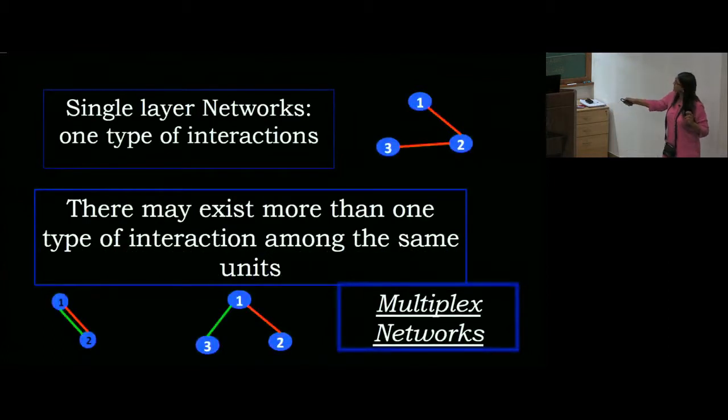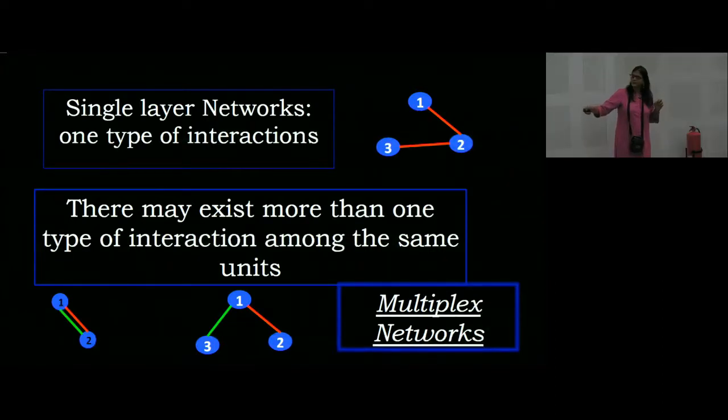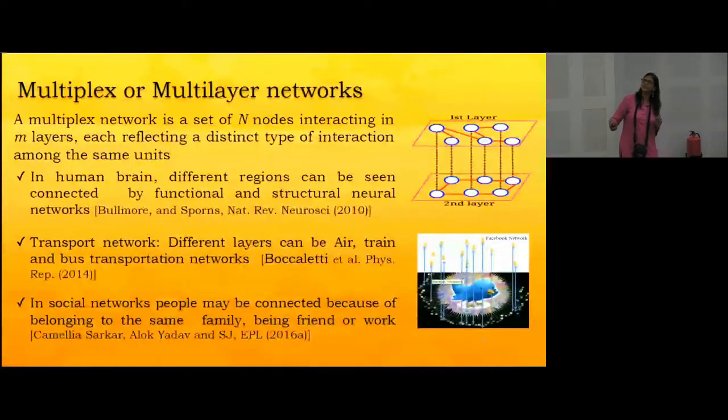Single layer networks mean one type of interaction, which all of you have already been exposed to in this school and workshop. I will give certain examples to introduce multiplex or multi-layer networks, because there may exist more than one type of interaction among the same units. This is the philosophy behind it. A multiplex network, the mathematical definition, is a set of nodes interacting in m different layers. Here m is equal to 2, so they are interacting in 2 different layers, and they may have different network properties in each layer.